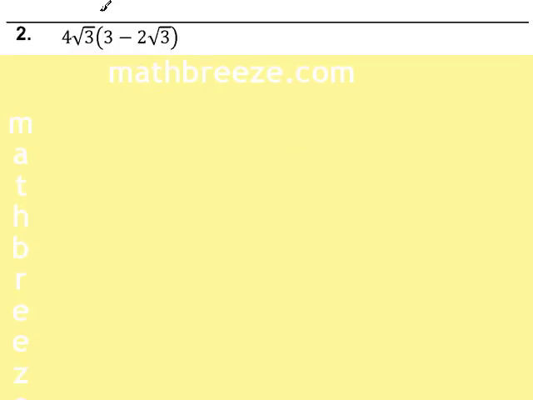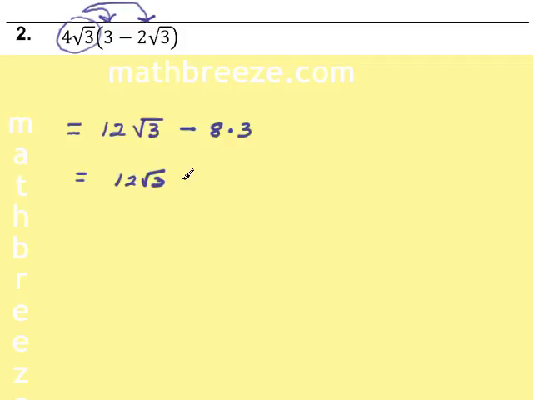All right, and number 2, again, we're going to use the distributive law. We're going to take 4 square root 3 and first multiply by 3, and then times 2 square root 3. So first we multiply the 3 times the 4, and we have 12, and just put the square root 3 next to it. 12 times square root 3 minus 4 times 2 is 8, and square root 3 times square root 3 is 3 without the square root symbol. So this is equal to 12 square root 3 minus 24. And we just leave it like that. We can't combine it further.